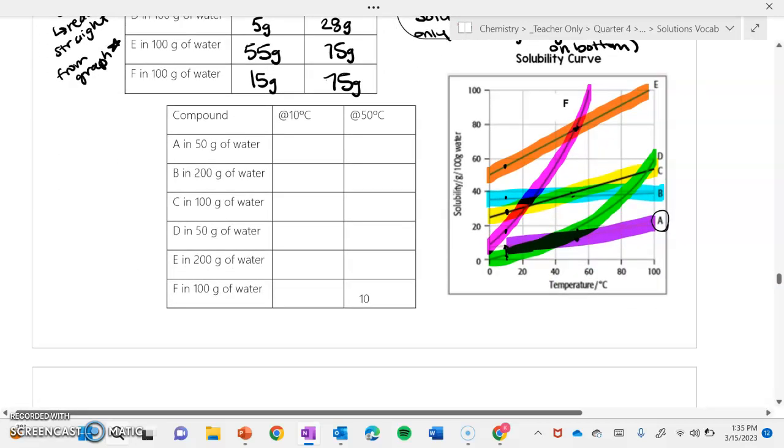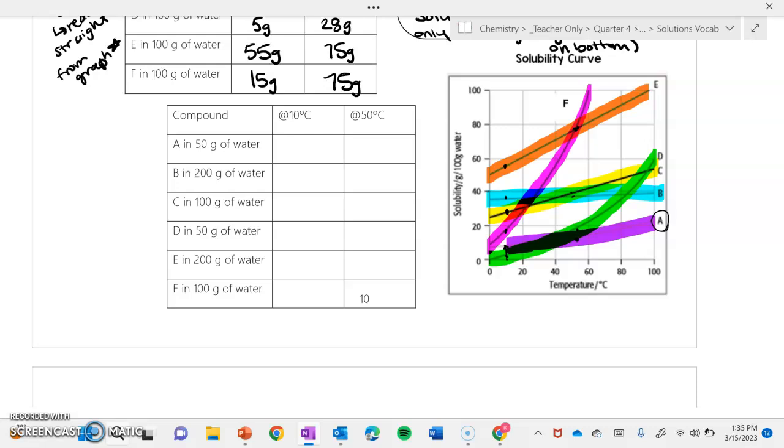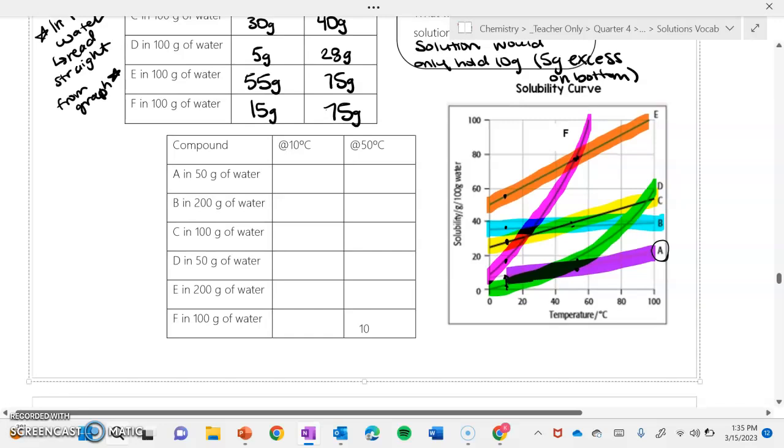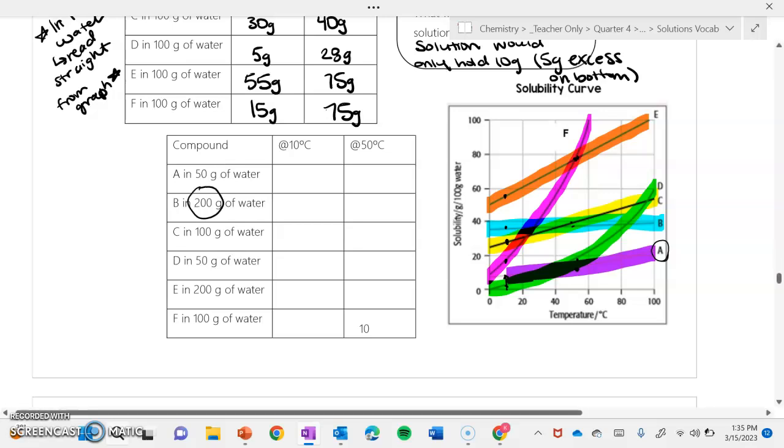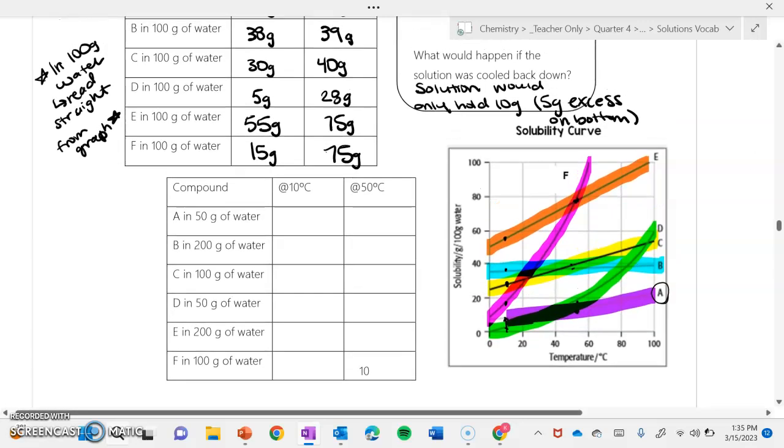Now, if we adjust the amount of water in our solution, we will want to take what's directly from the graph and use that same ratio. So if I were going to do 50 grams of water, now I'm only going to be able to dissolve half of the amount because I have half of the solvent. If I have 200 grams of water, now I can do double because I have double the amount of water. So it's going to be proportional to your amount of water. And if it's the same, then it's just going to remain constant.